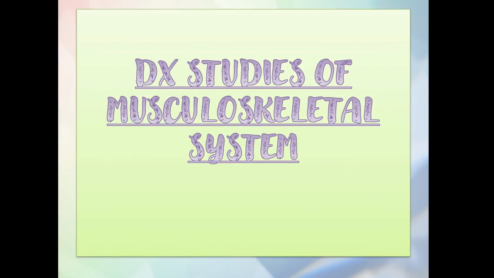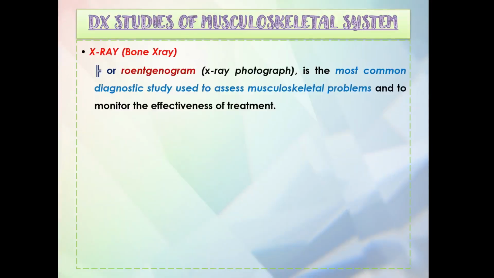The next part is about the diagnostic studies or diagnostic procedures of the musculoskeletal system. So first we have the X-ray or bone X-ray. It is also known as roentgenogram. That would mean the X-ray photograph. So again, roentgenogram is an X-ray photograph and is the most common diagnostic study used to assess musculoskeletal problems and to monitor the effectiveness of treatment. Simply, we call that X-ray.